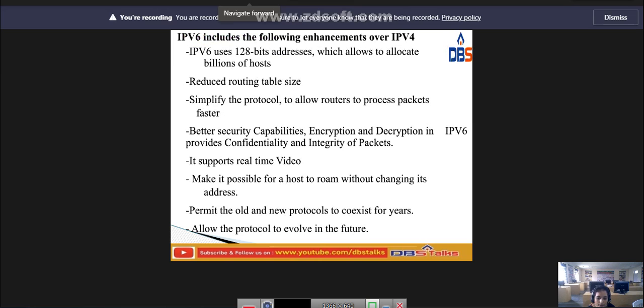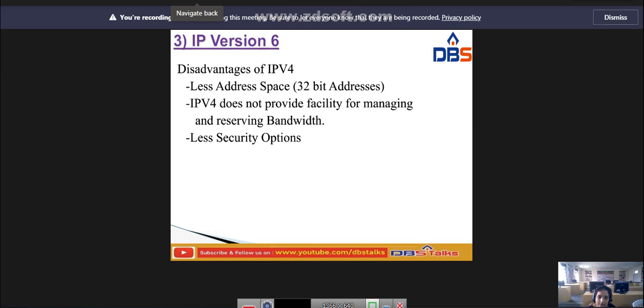So, what is meant by address space? The IPv4 address is 32 bits, which allows us to allocate 2 power 32 addresses. IPv4 presents a 2-level addressing hierarchy, that is network numbers and host numbers. Each network is identified with one or more unique addresses. The 2-level scheme is convenient, but it wastes address space.